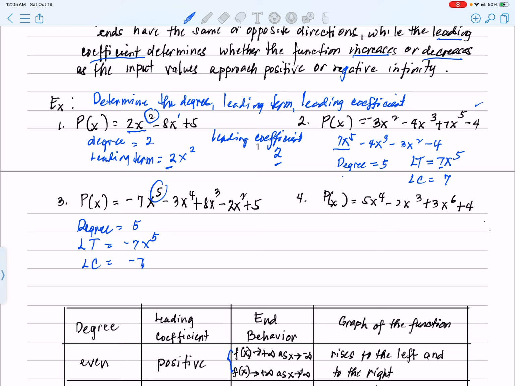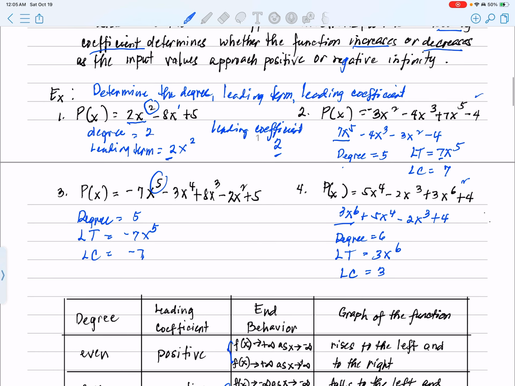Fourth, p of x is 5x to the 4th minus 2x cubed plus 3x to the 6th plus 4. 6 is the highest exponent, so we have to write this down in order: 3x to the 6th plus 5x to the 4th minus 2x cubed plus 4. So this is our leading term. The degree is the highest exponent, that is 6. The leading term is 3x to the 6th power, and the leading coefficient is 3, the coefficient of the leading term.